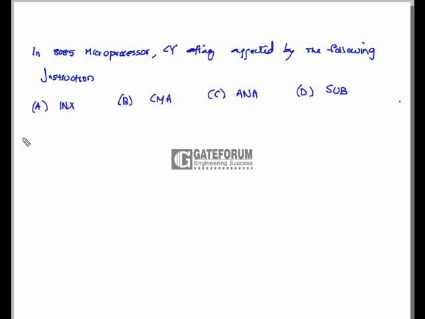8085 microprocessor: the carry flag is affected by the following instruction. There are 4 instructions given as options. Increment is nothing but adding 1, so it is not going to affect the carry flag. Complement accumulator is also not going to affect the carry flag, as well as ANDing, because ANDing is a logical operation, not an arithmetic operation. So subtraction is the only instruction which will affect the carry flag. So option D is correct.